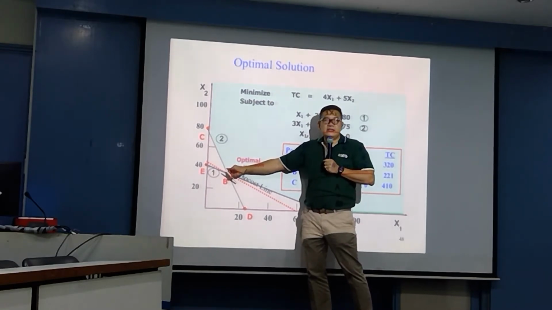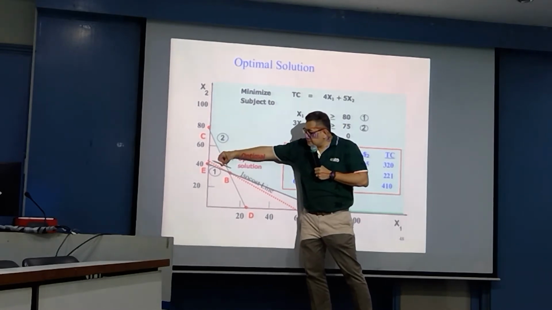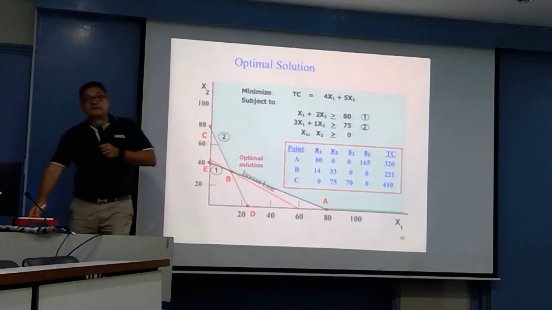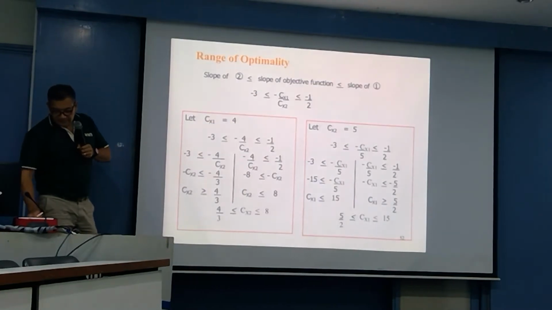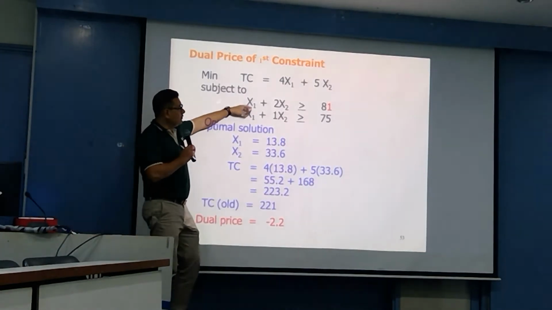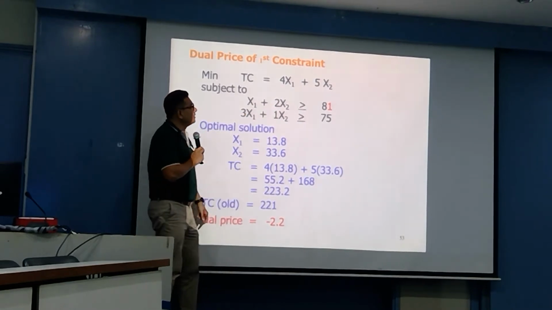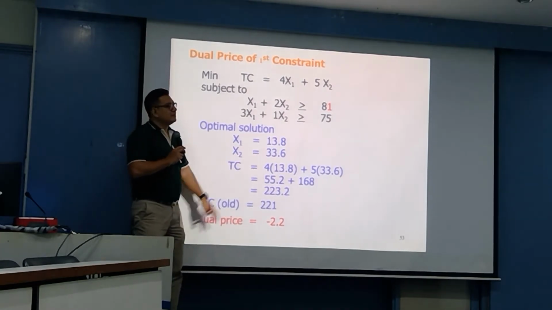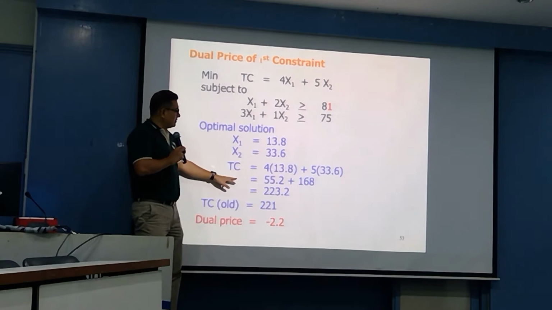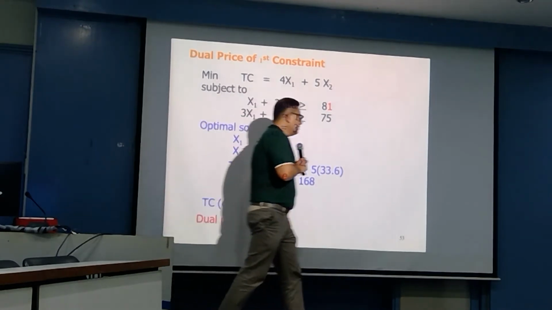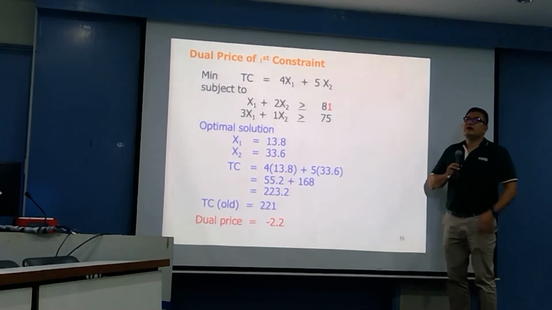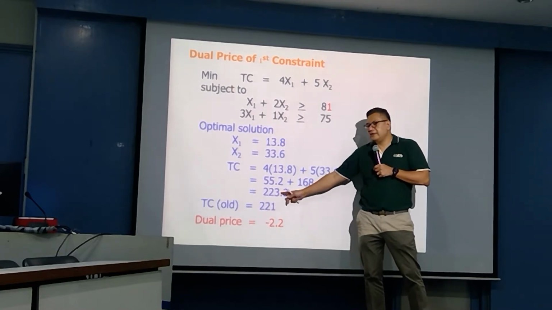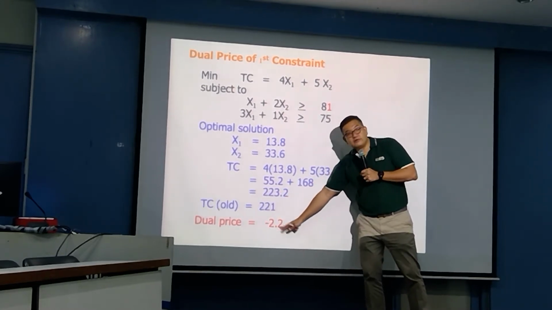On the other hand, this coordinate is just the cutting point between the first constraint, with right hand side 81, and the second constraint. So then you try to solve for these two. Try to find the coordinates, the optimal solution. Finally, you have x1 13.8, x2 13.6. You substitute both of these into the objective function, you have the new total cost 223.2. Once again, the old one 221. The gap or the difference between these two values, 221 and 223.2, is 2.2. Just write out 2.2 first.